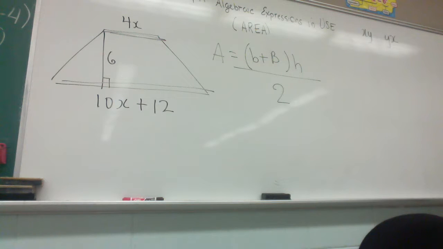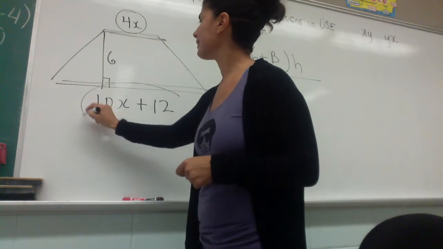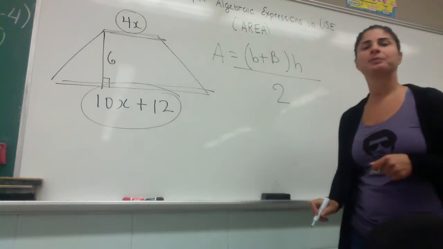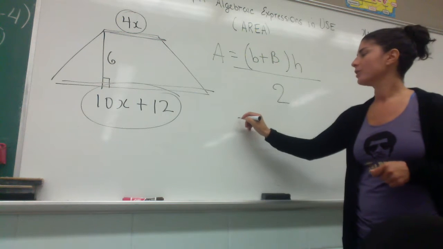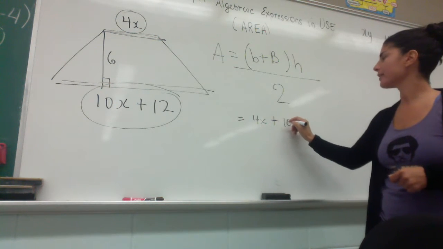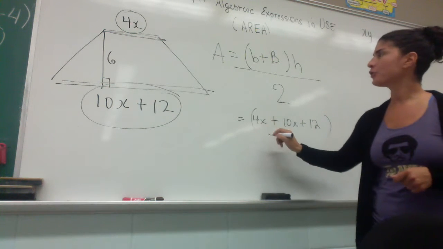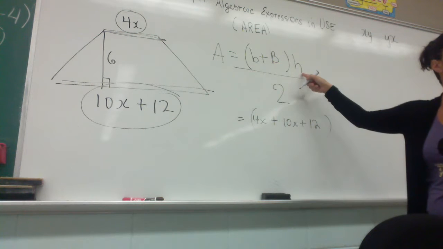So, we actually have to add 4x plus 10x plus 12. So I'm going to do that here. So 4x plus 10x plus 12. And then I have to multiply it by the height.